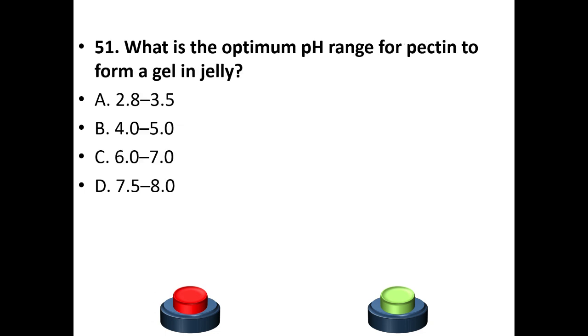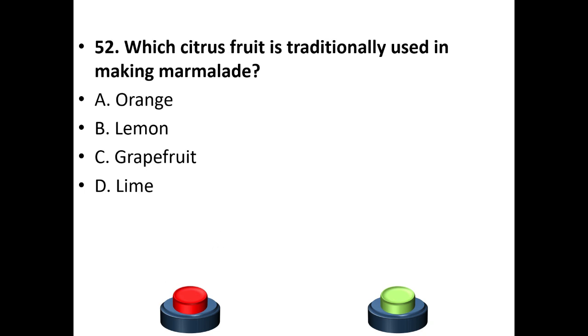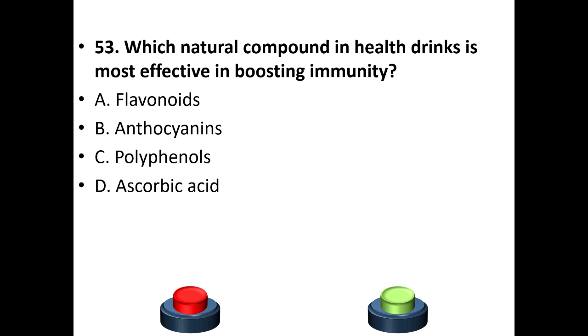51. What is the optimum pH range for pectin to form a gel in jelly? 2.8 to 3.5, 4 to 5, 6 to 7, 7.5 to 8. Which is the answer? Your answer is A, 2.8 to 3.5. 52. Which citrus fruit is traditionally used in making marmalade? Orange, lemon, grapefruit, lime. Your answer is A, orange. 53. Which natural compound in health drinks is most effective in boosting immunity? Flavonoids, anthocyanins, polyphenols, ascorbic acid. Which is the answer? Your answer is D, ascorbic acid.